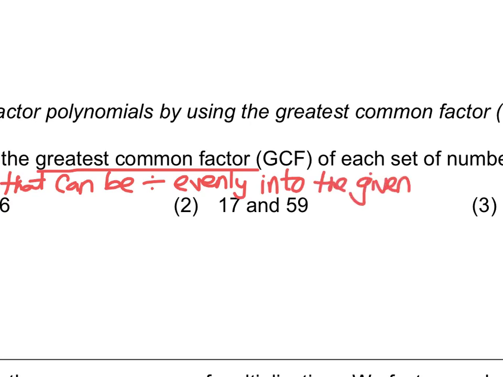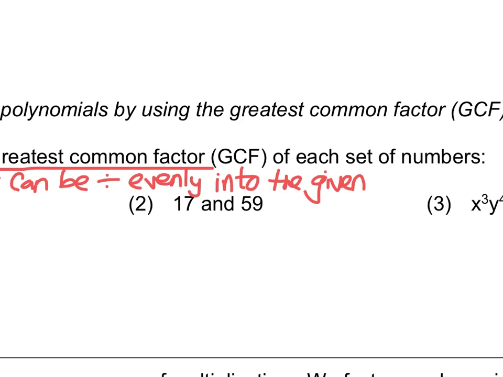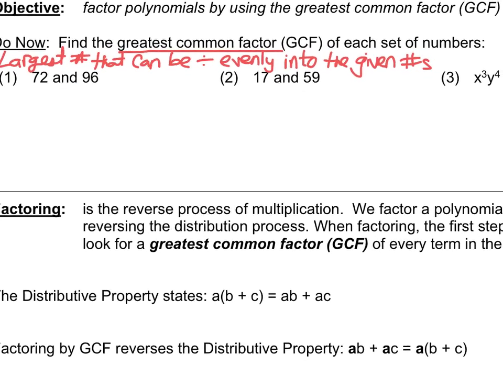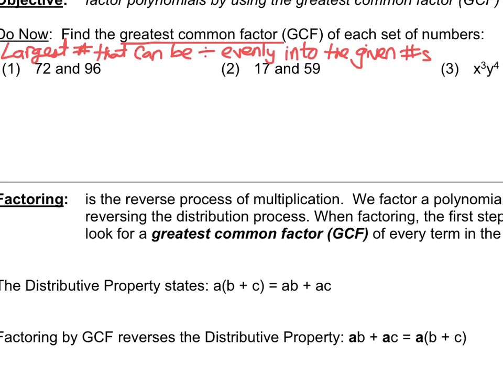And I'll even expand it. Instead of saying the two given numbers, I'll say the given numbers, because it is possible you might have to find the greatest common factor between 10 numbers. Not in this class, but down the line. So: largest number that could be divided evenly into the given numbers. If you're not using a calculator, it's going to come down to number sense. Do you know your multiples of 6 and 12 and things like that, or not?